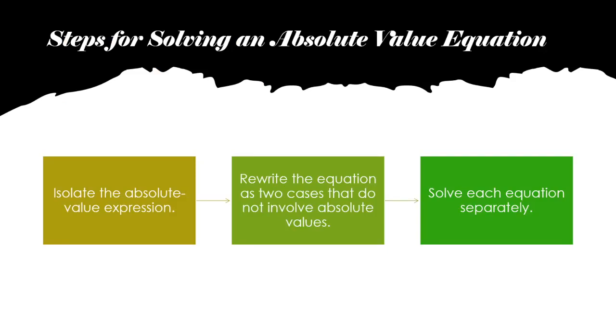Here are the steps for solving an absolute value equation. The first thing you're going to want to do is isolate the absolute value expression. Then you're going to rewrite the equation as two cases that do not involve absolute values. And then you're going to solve each equation separately. Let's see what that actually looks like.